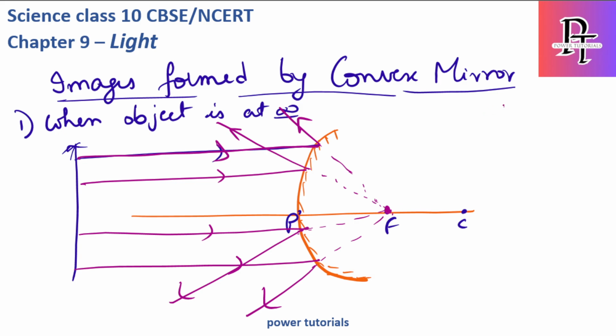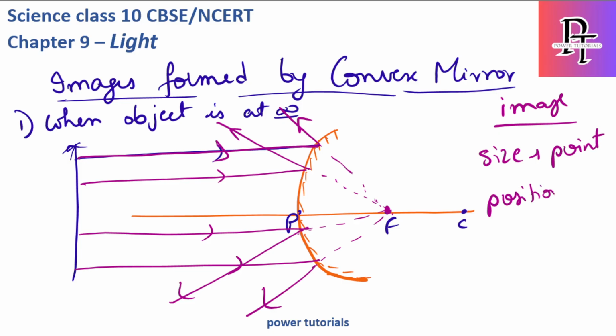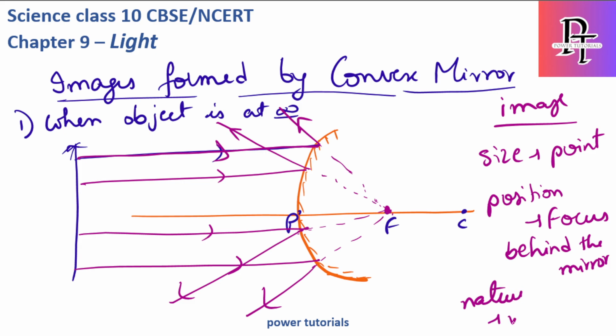So with respect to the image, what do you need? First, size: point sized. Position: it is placed at the focus, and it is behind the mirror. What is the nature? The nature of the image is virtual and erect.